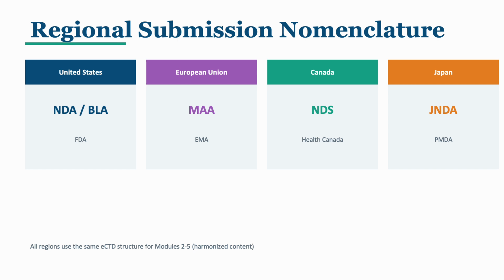In Canada, Health Canada accepts NDS, New Drug Submission. In Japan, PMDA receives JNDA, Japanese New Drug Application. Despite these different names, the underlying eCTD structure for modules 2 to 5 is identical. This is the power of ICH harmonization. The scientific and technical content is organized the same way globally, even though administrative requirements in Module 1 differ.